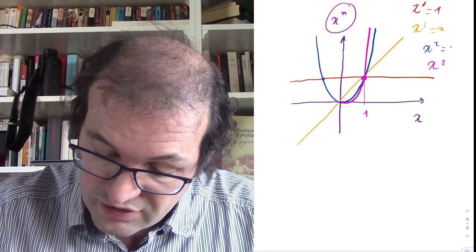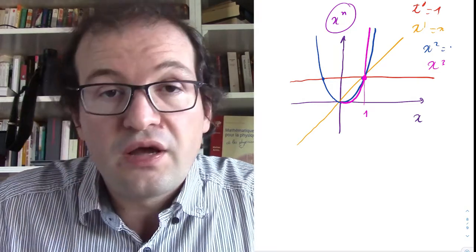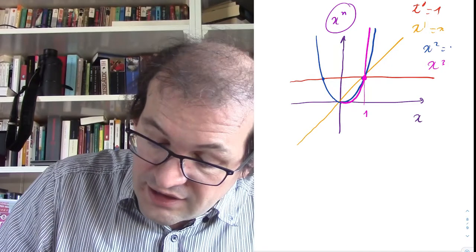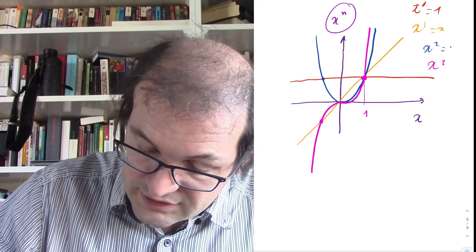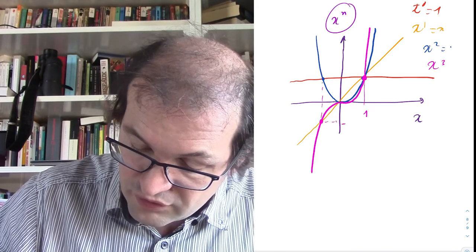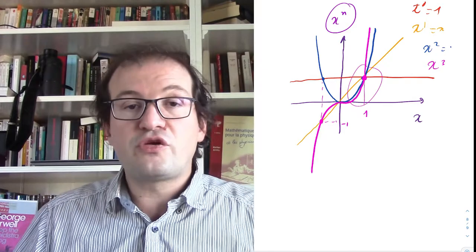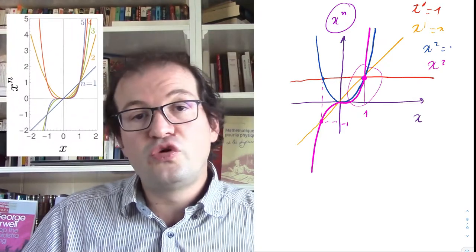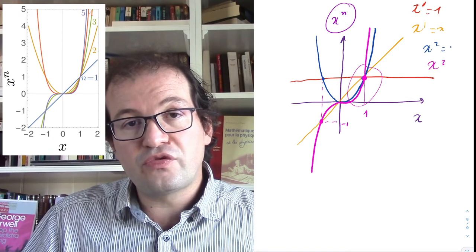So the pink is below the blue below 1, and it's above the blue above 1, and it is anti-symmetric this time, so it's like this, and it's now equal to minus 1. And then we've got the same for x^4, x^5. Already I pretty much cluttered my curve there, so I will instead show you the result like this. You see that you've got the various power functions.